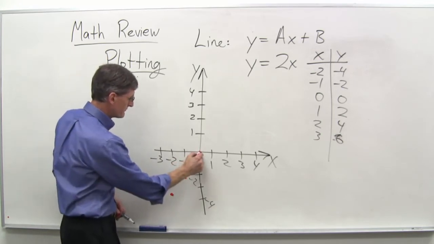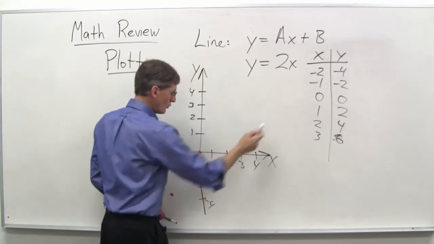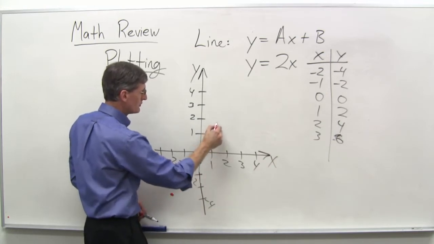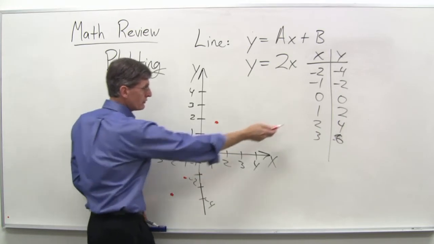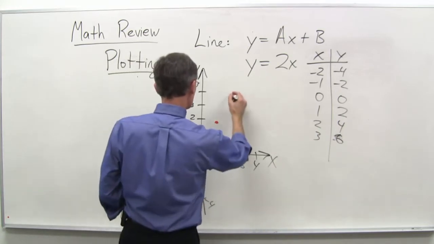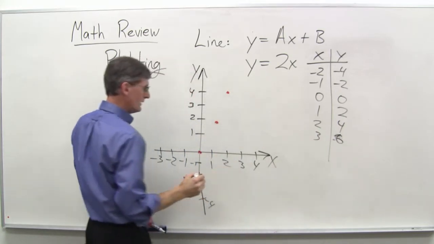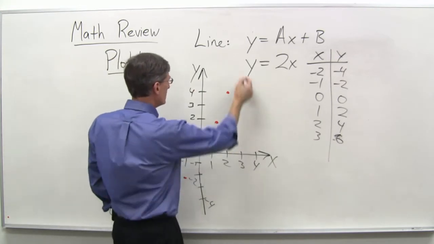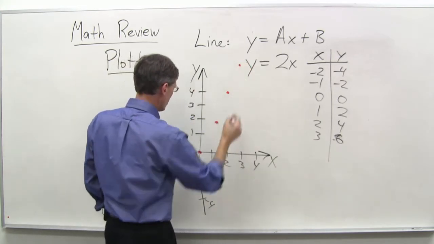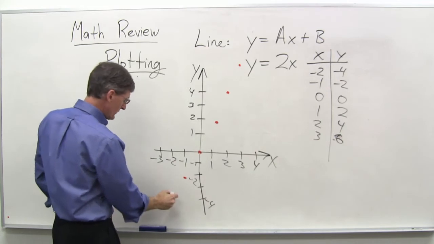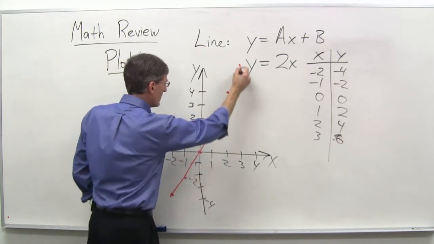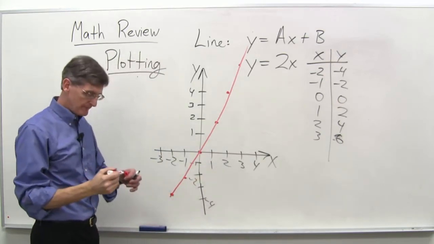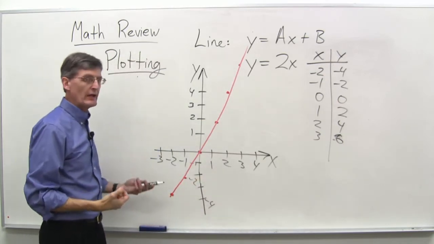0, 0 is this point right here. 1, 2, so over 1, up 2. Doing okay. 2, 4, over 2, up 4. Something like that. And then 3, 6, over 3, and up 6 would be up here someplace. And you see if we connect the dots, we get, I don't know if I can do this very well, but we'll try here. No, not too bad there, a little crooked. But that's essentially the equation of a line.